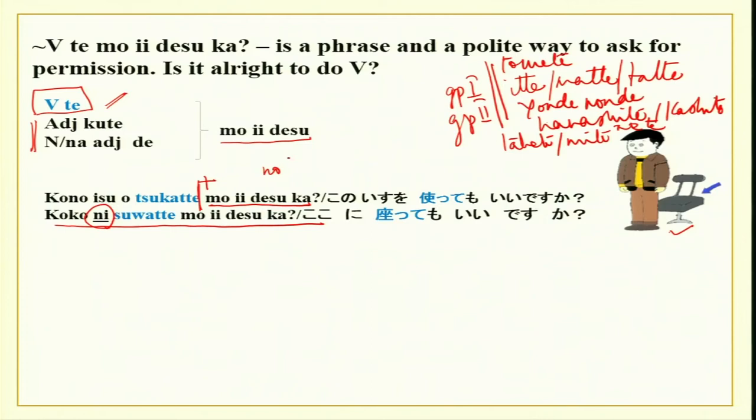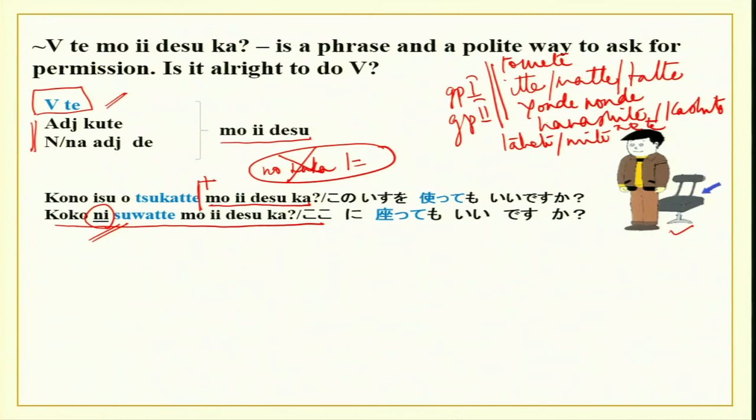So that makes it inside the isu, not on the chair. So please do not use this. Koko ni or kono isu tsukatte mo ii desu ka or koko ni swatte mo ii desu ka. Keep that in mind.